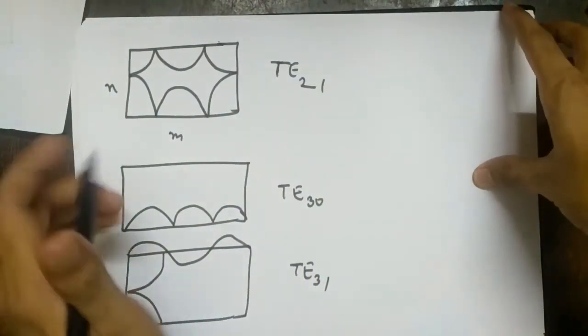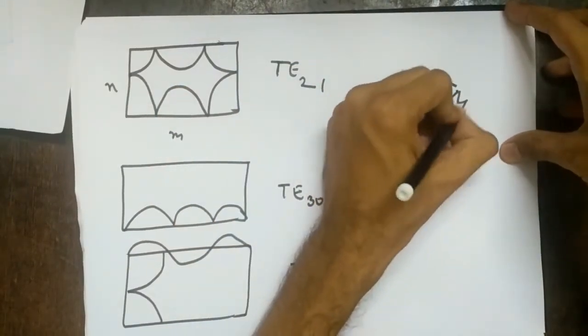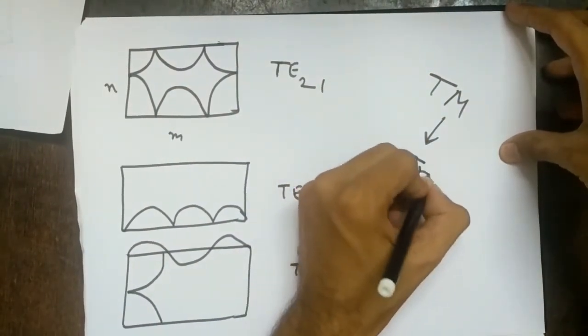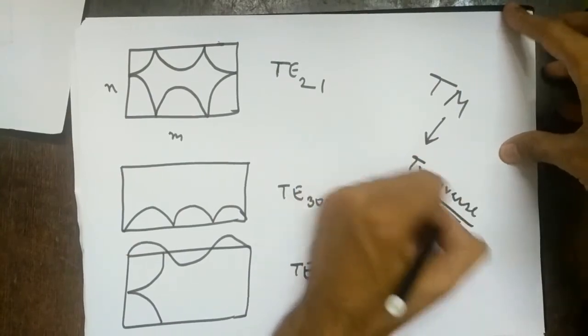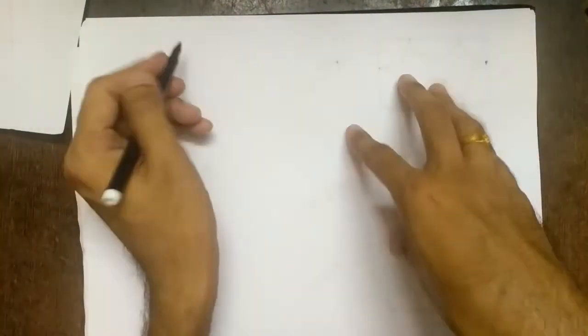Okay, so this is for TE modes. So let's see TM modes now. For TM, what is transverse? The magnetic field is transverse, right? So these are TM modes. So let's see how the TM modes can be drawn for a rectangular waveguide.